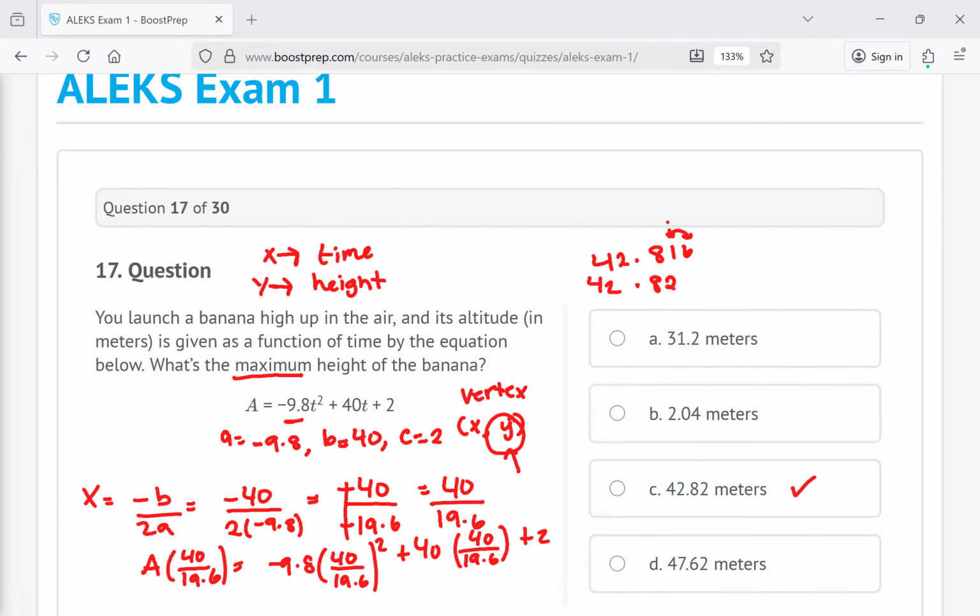Okay. So you had to know how to find the vertex of a quadratic, and you have to figure out which one they want, the x value or the y value of the vertex. We want the y value for this problem. Okay, let's move on.